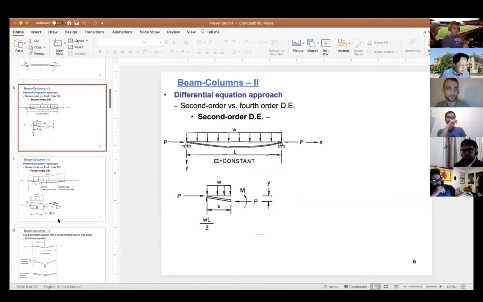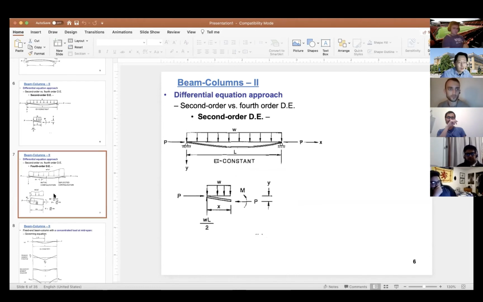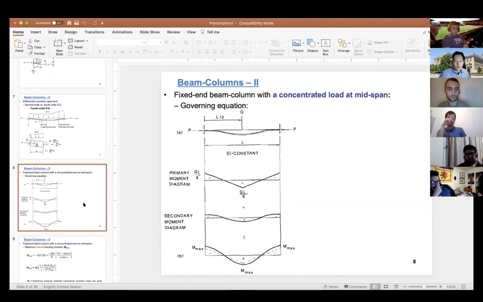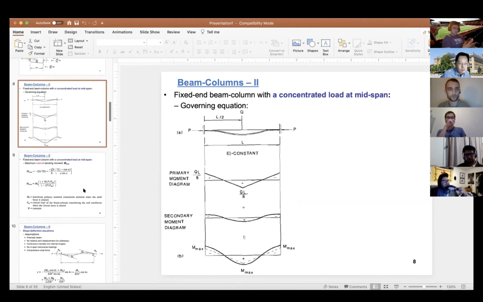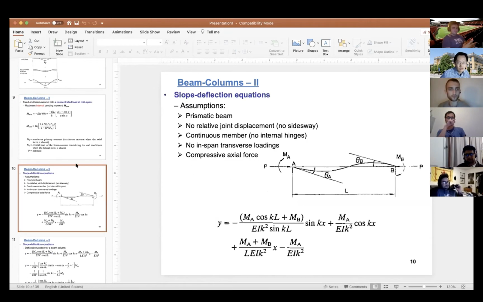Okay, and the second order, the fourth order, I think I will pass this one here for now, because we already have discussion on the difference between the second order differential equation and the fourth order differential equation. So I think we can spare that part here. But next, I'd like to move on to slope deflection method or slope deflection equations.